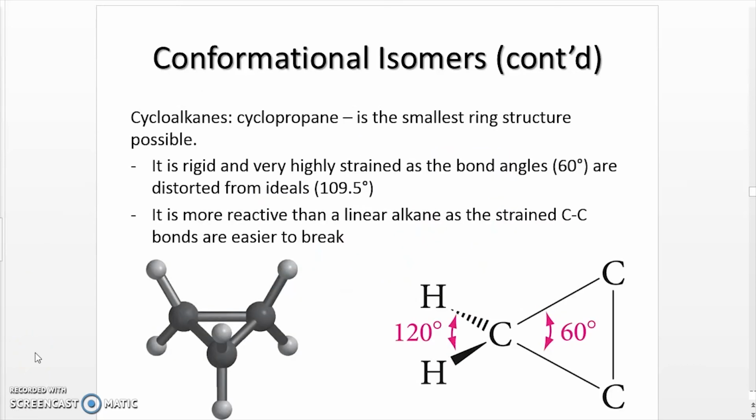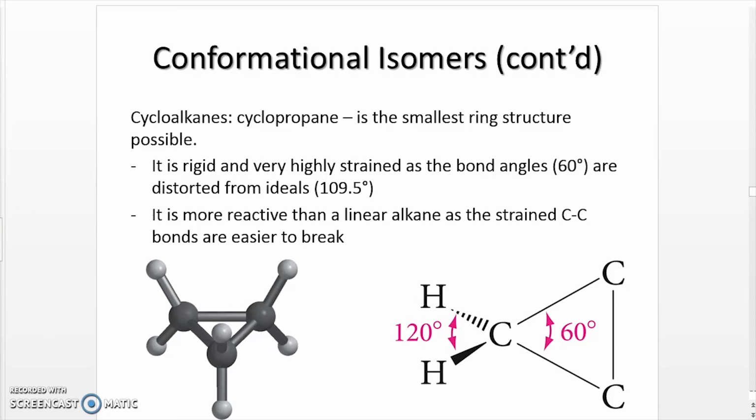So let's talk about conformational isomers with regard to cycloalkanes. The smallest cycloalkane is cyclopropane. It's a three-membered ring. Remember, the ideal bond angle for an sp3 hybridized carbon is 109.5. However, in something highly strained like this small ring, our angles change, and our carbon-carbon angle is 60, and our hydrogen-hydrogen angle is 120. And this actually will relate to reactivity of this molecule.